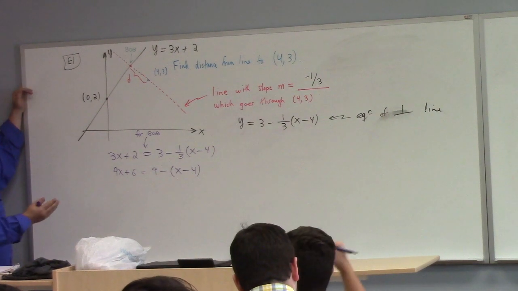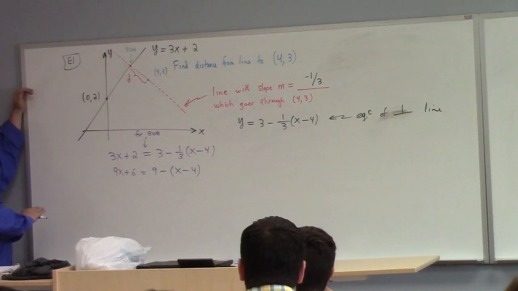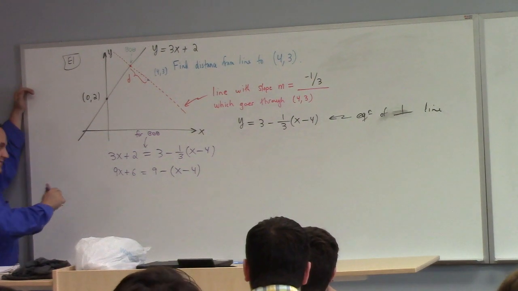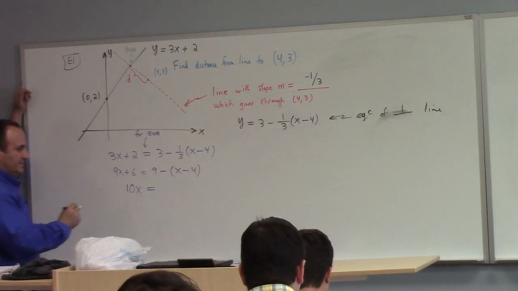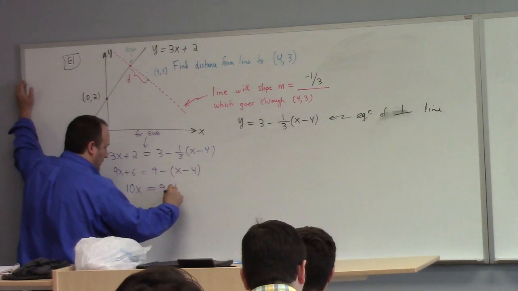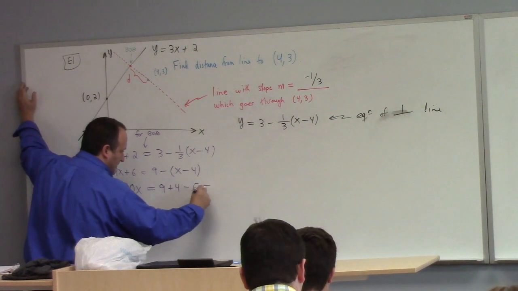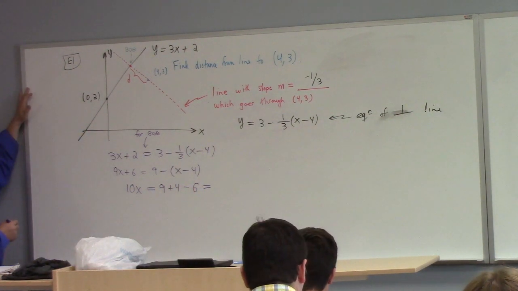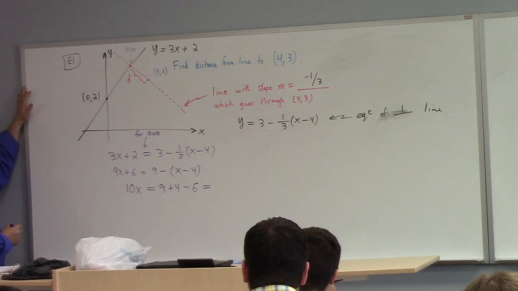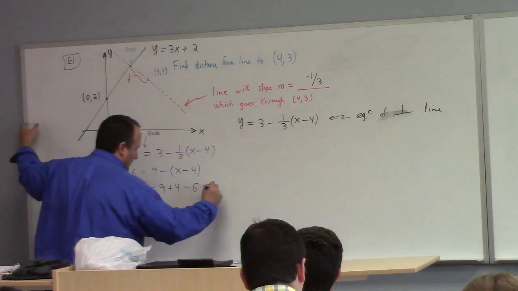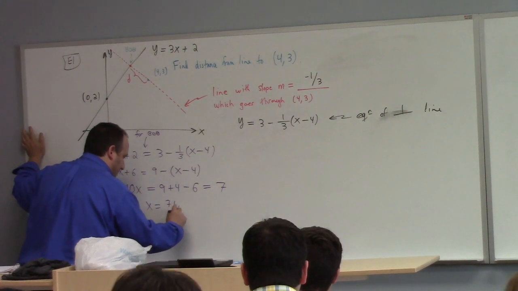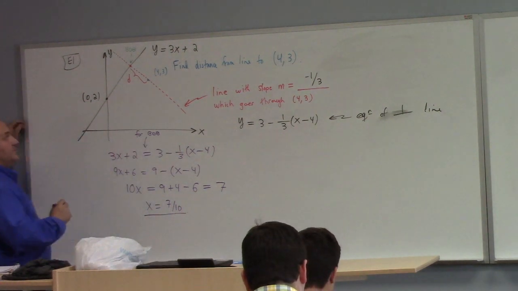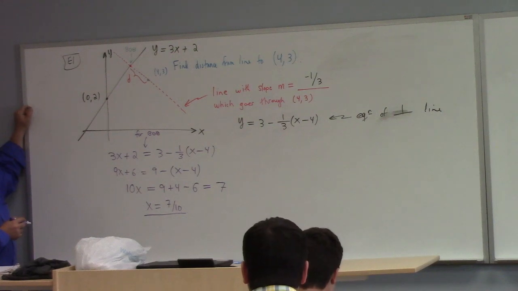All right, let's move all the x's to one side. So I'm going to have 10x over here equals 9 plus 4 minus 6, also known as, let's see here, 7? Feels like a 7. All right, 7, great. So x is equal to 7 over 10. For Bob, x is equal to 7 over 10. Now that doesn't yet tell me where Bob is, right? So where's Bob?